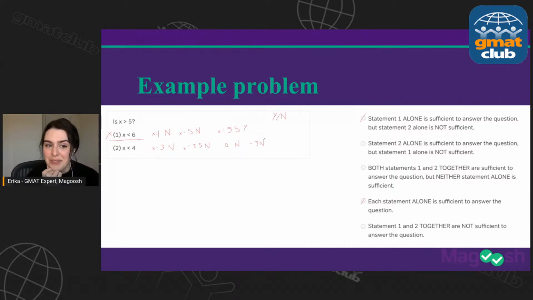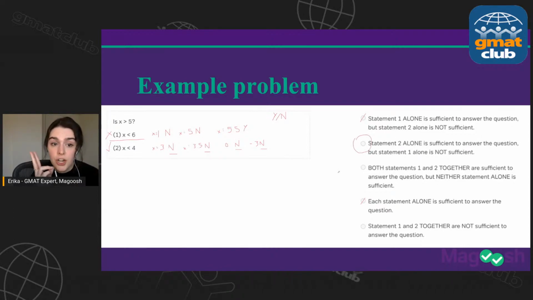Now, at this point, a lot of people make the mistake of going, no, insufficient. But remember, no is an answer. I got one answer. The answer is no. So statement 2 is sufficient because I can answer the question. The answer is no. So the answer here is B.